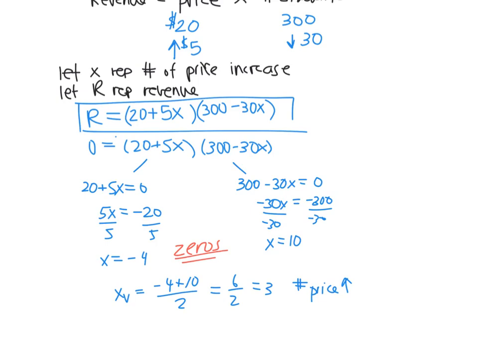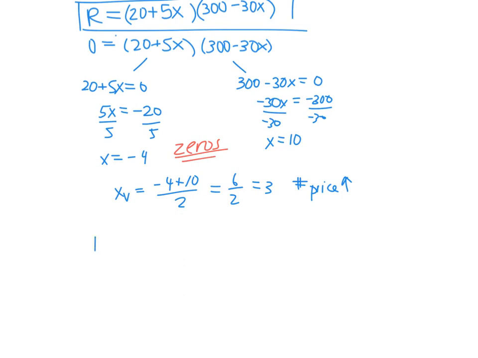So if I need to find my price, the selling price, I know that the price equation is 20 plus 5x. So instead of x, I'm going to put 3. So 20 plus 15, $35 per calculator.